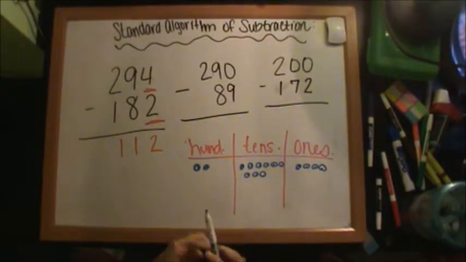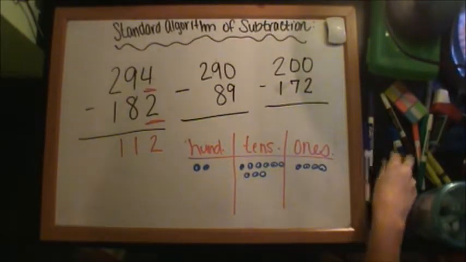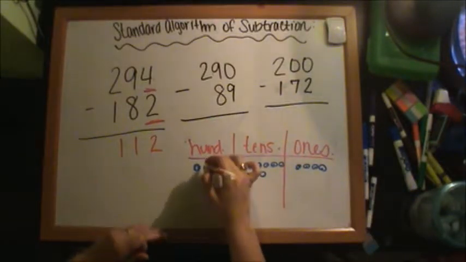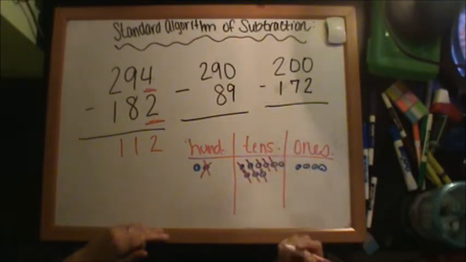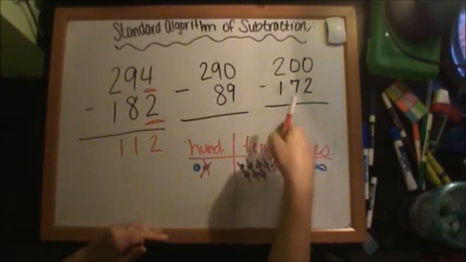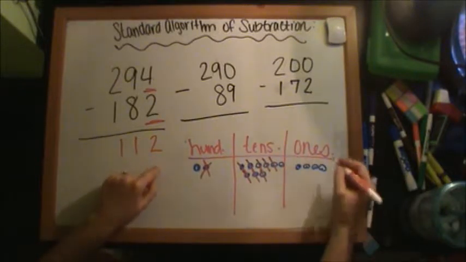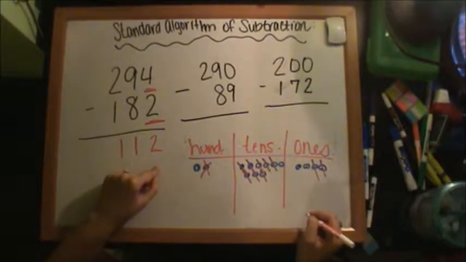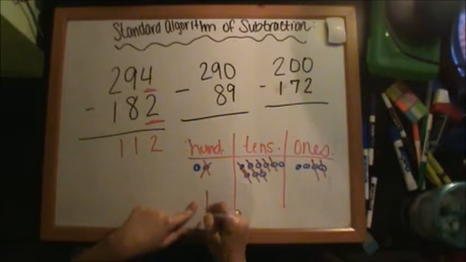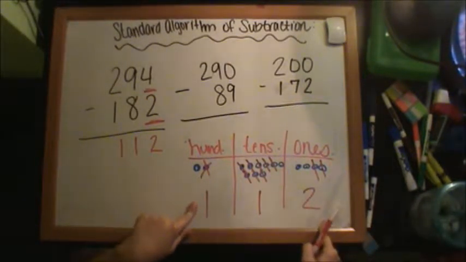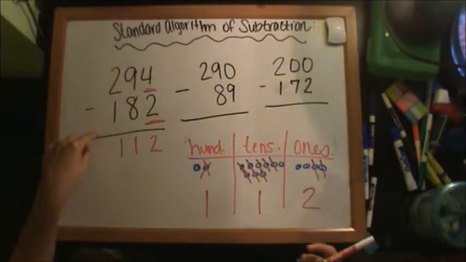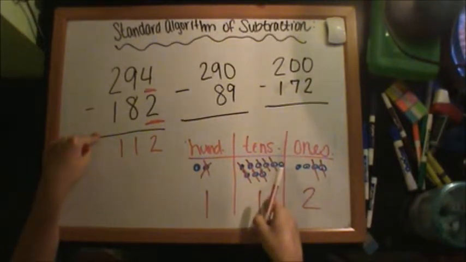So 294, and I'm subtracting 182. So 100, I'm going to take away 80. 1, 2, 3, 4, 5, 6, 7, 8. And I know that's 80 because it's in the tens place. And 2 ones. 1, 2. So I'm going to write what I have left. I have 100, 10, and 2 ones. 112. So the reason this works, it's relying on place value.